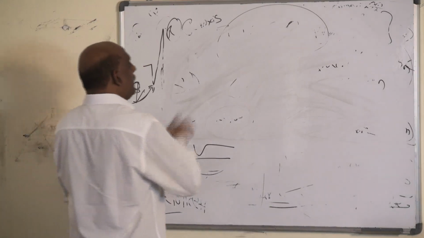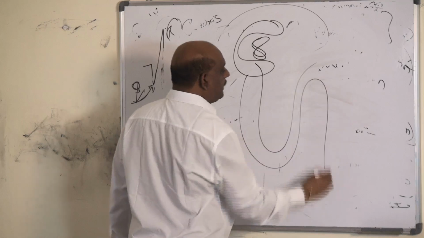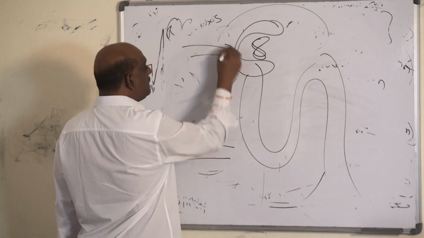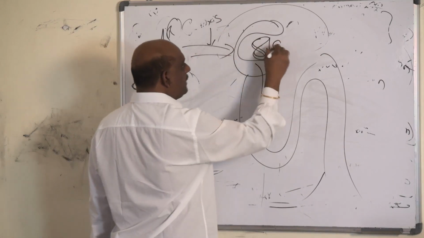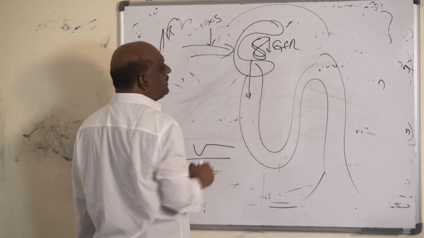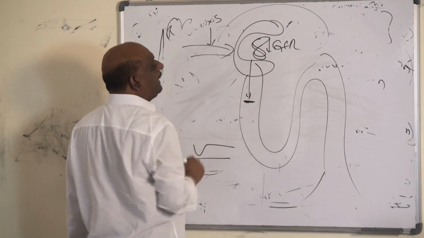So typically you have a glomerulus, the Bowman's capsule, and these are the renal tubules. Pre-renal means there is a decreased blood flow, and because of that there is a decreased GFR. When there is a decreased GFR, such a renal failure is called pre-renal.